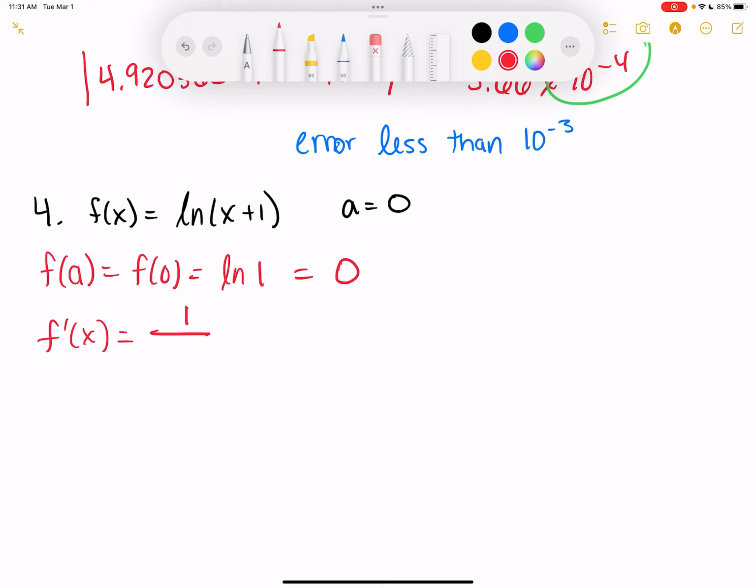If it was just the ln of x, it would be 1 over x. x plus 1 over x plus 1. Okay. Technically, it's a chain rule, so the derivative of x plus 1 is just 1, so we don't have to write it. So then, evaluated at 0, we get 1 over 1, which is equal to 1.